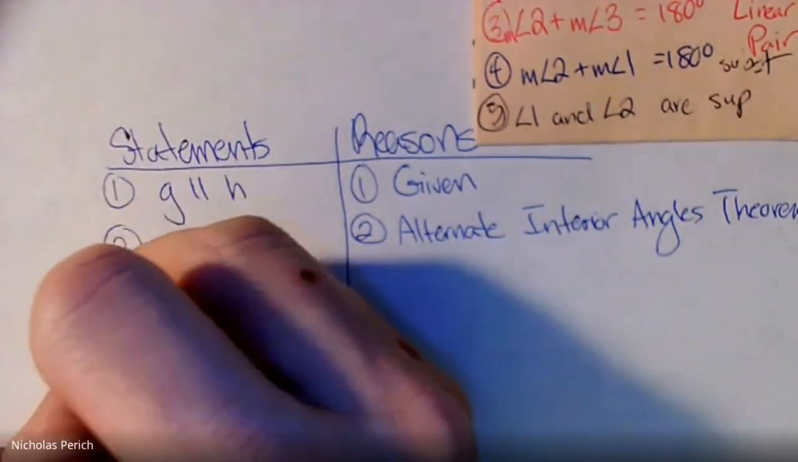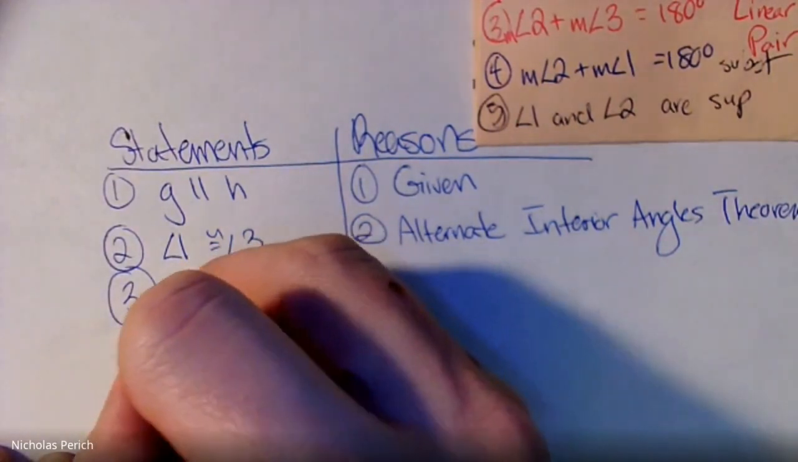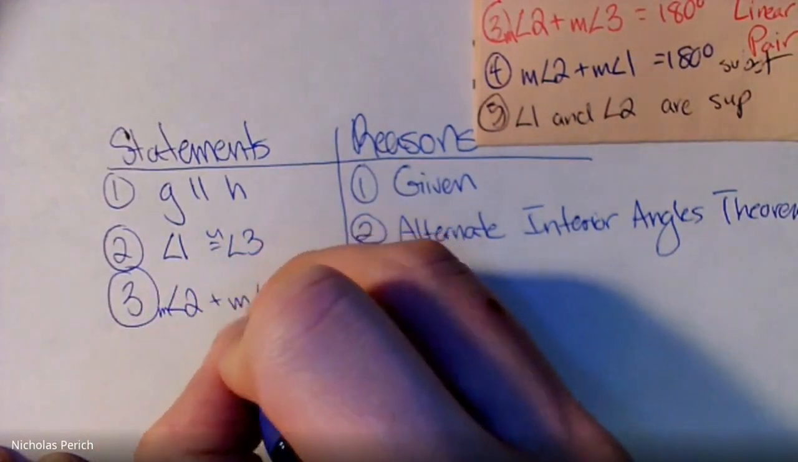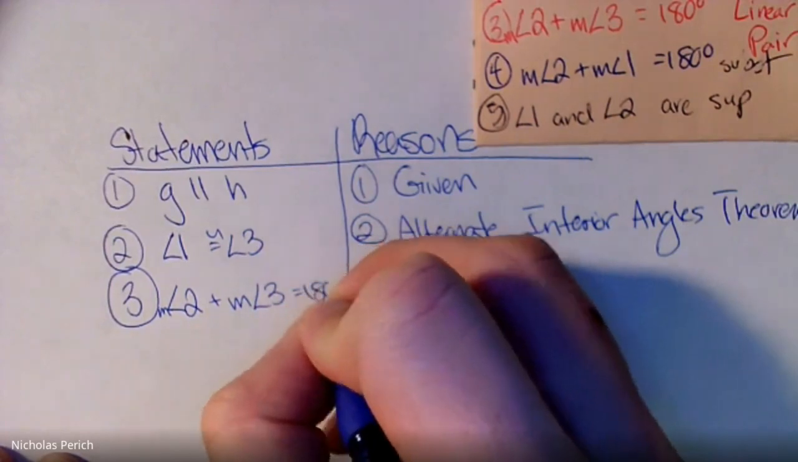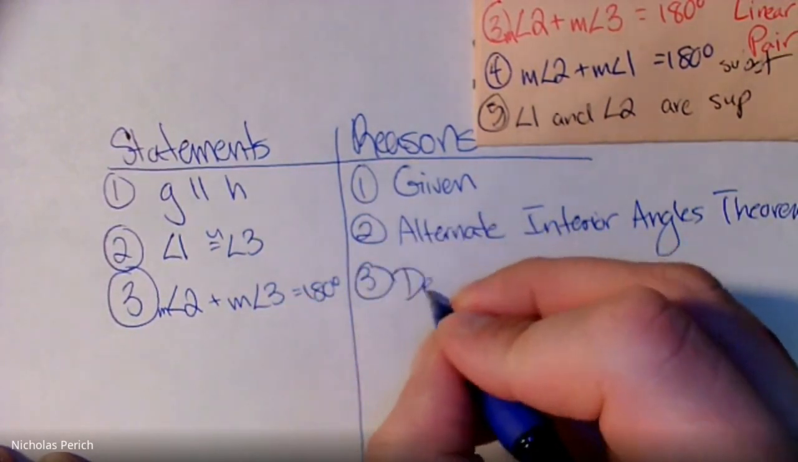Step 3, according to the Post-it note, is the measure of angle 2 plus the measure of angle 3 is equal to 180 degrees. And that's the definition of a linear pair.